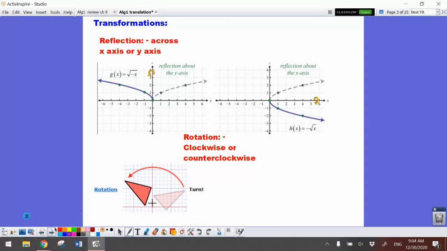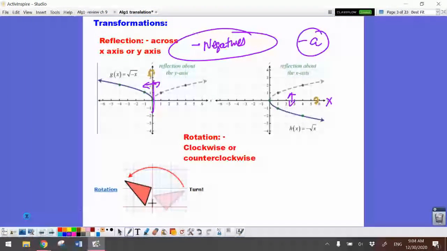So reflections can be across axes. This one went from left to right, and this one went from up to down. So this one was across the x-axis, and this one is about the y-axis. And these are always caused by negatives, okay? For our purposes, negative a, or the negative multiplier, is going to be what controls the reflection.